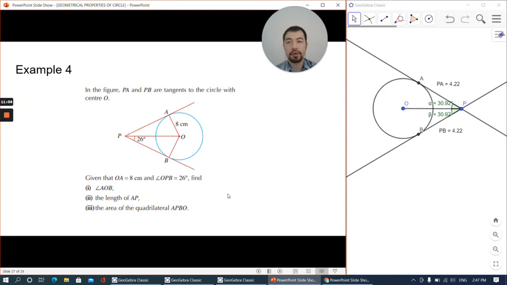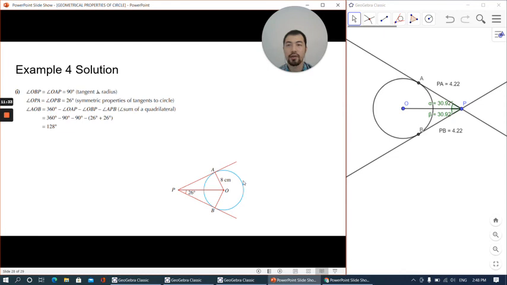Next example. In the figure, PA and PB are tangents to the circle with center O. Given that OA equals 8 centimeters and angle OPB equals 26 degrees, find the angle AOB, then the length of AP, and then the area of the quadrilateral APBO.